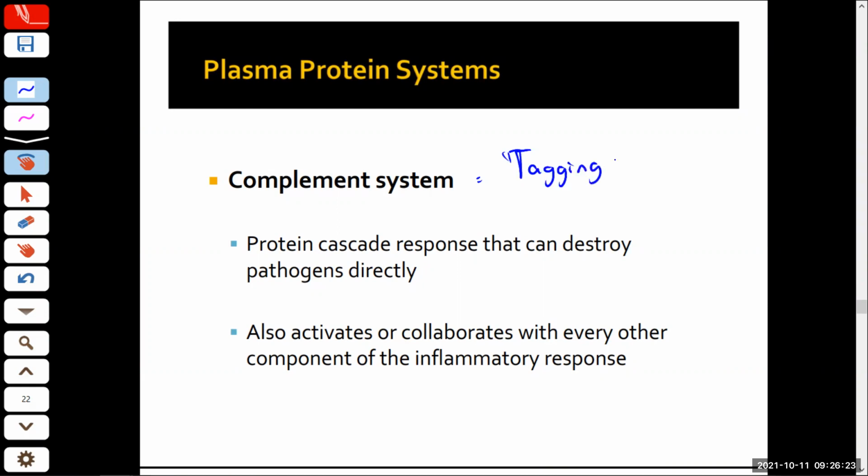What do you want to tag? Sticks to foreign pathogens.